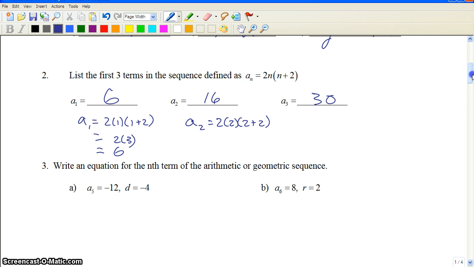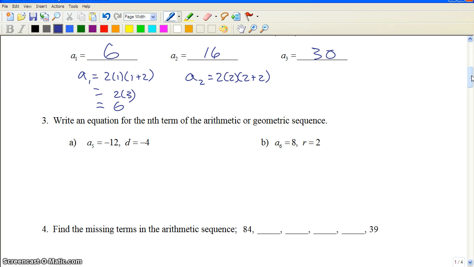Write the equation of the nth term for the arithmetic and geometric series. You know this one's arithmetic because it's a d, that's a common difference. Because it's arithmetic, we know this formula. So we're going to get a sub 5 equals a sub 1. We don't know that, but we know what d is. We know that n is also 5. So then d is -4, and then we simplify this.